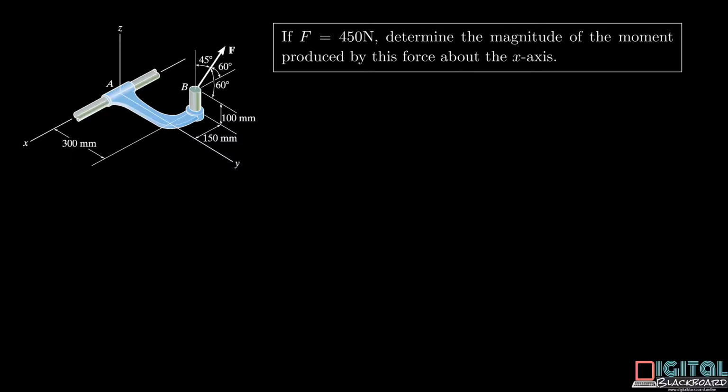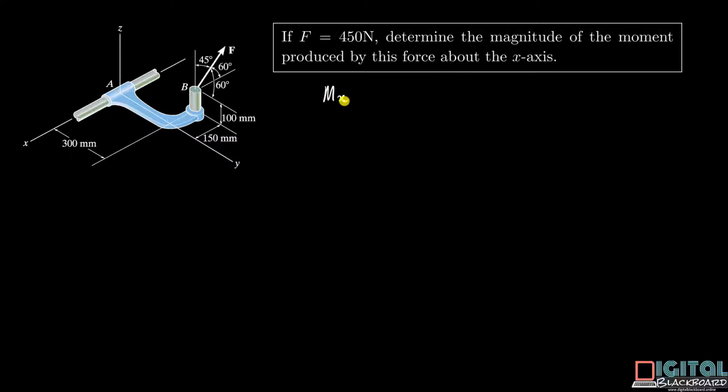In this lesson, we will be discussing the movement of a force about an axis. Shown here on the left is a three-dimensional problem where we have a certain force F applied at one end of a bracket. If force F is equal to 450 newtons, determine the magnitude of the moment produced by this force about the x-axis. We first recall the formula to compute the moment about an axis is given by Mx.